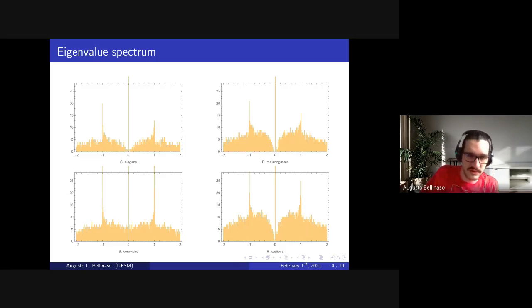And we also have this characteristic shape. We have a small gap around the 0 eigenvalue, which is present in almost all the organisms that we are studying. Except for the cerevisiae, it's a little bit different, but we still have some minor gap.